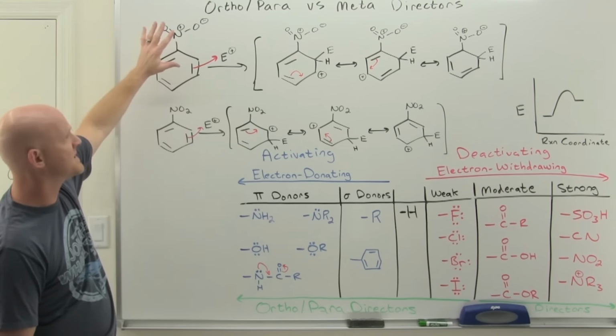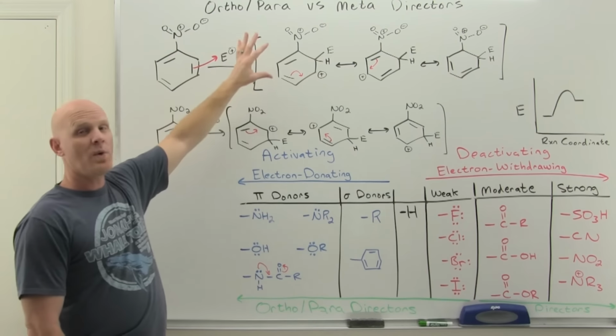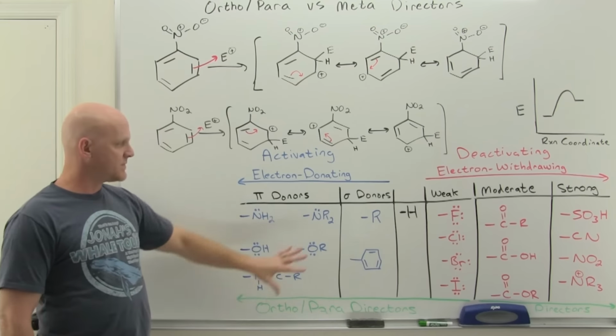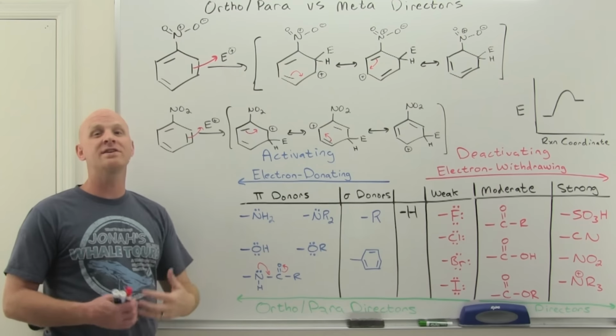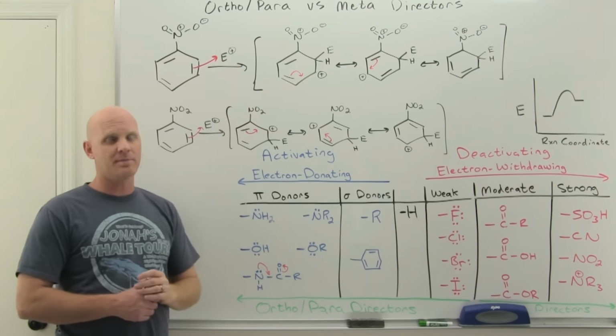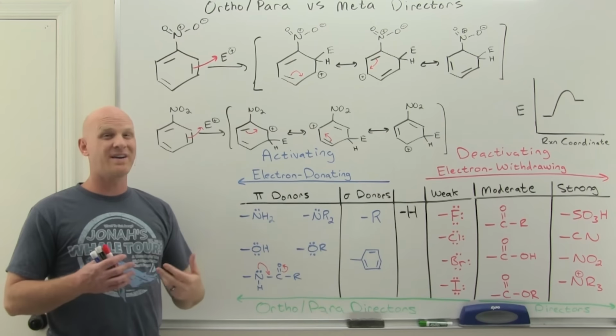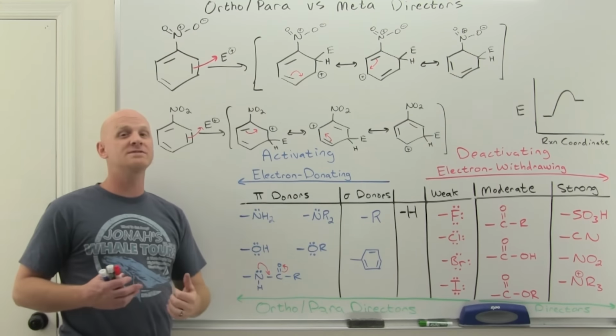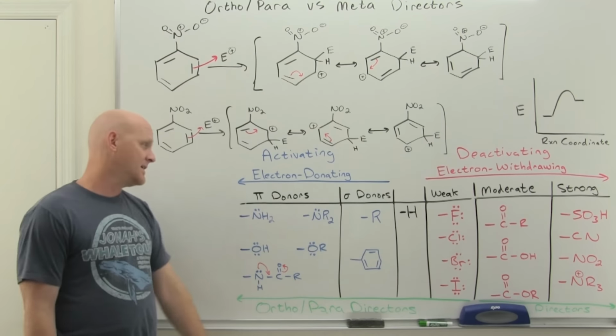All right, so in this case, I want to show you the difference in terms of going ortho or para versus going meta. In the last example, we dealt with our ortho-para directors, and we saw why the ortho and para positions were so good. We got stabilization of that sigma complex. Now with the meta position, we're going to find out not why the meta position is good, it's actually why the ortho-para positions are so bad. It's really going to be the key.